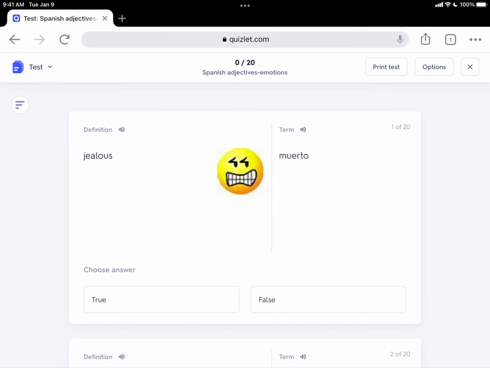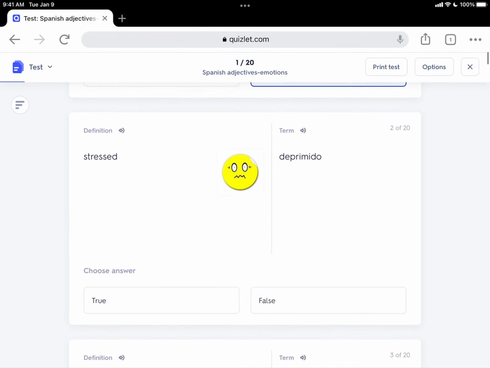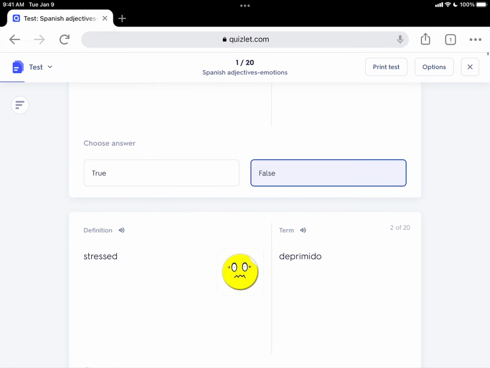Is this jealous mean muerto? No, false, and so on. Stressed, deprimido, and it'll tell you your grade, your score all at the end. You can redo it and it will use other words. This is only 2 out of 20 on this test. It will use other words and randomize them, so it's never the same test twice.